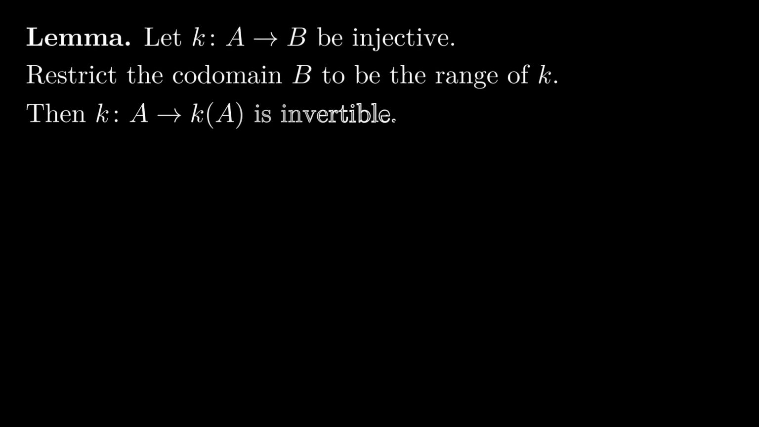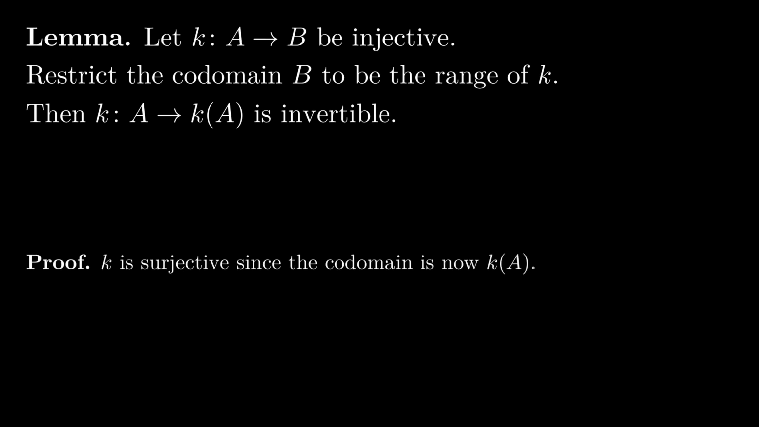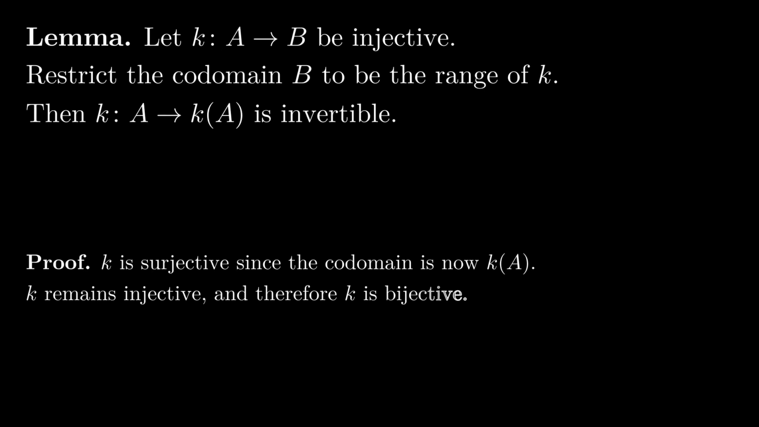But first, a lemma. It goes like this. Let K be a map from the set A to the set B that is injective. If we restrict the codomain B to be exactly the image of K, then K as a map from A to K(A) is invertible. To prove this, let's just note that K becomes surjective when we restrict the codomain. But of course, restricting the codomain isn't going to change the injectivity of K. So since K is now surjective and injective, it is bijective.